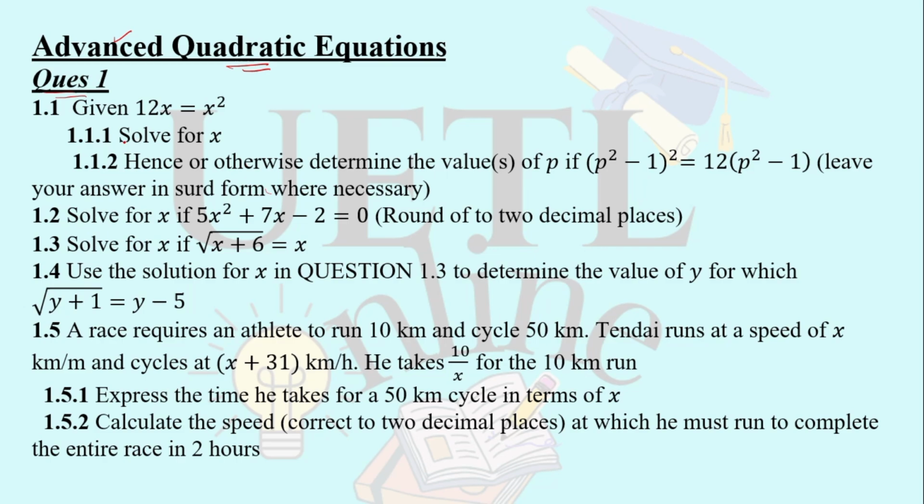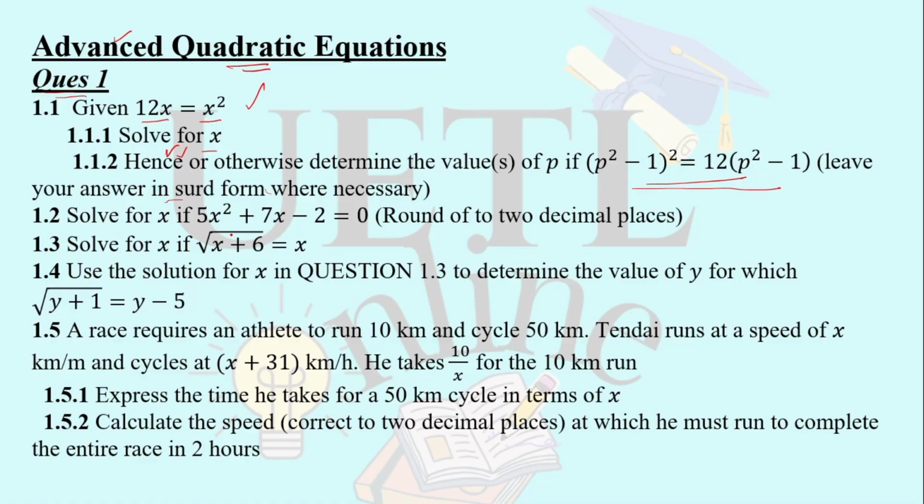It states that, given 12x equals x squared, solve for x. Then, hence or otherwise, determine the values of p if this function is given. So we are going to use the "hence" here. This is the easier one. Then you're going to leave your answer in set form.